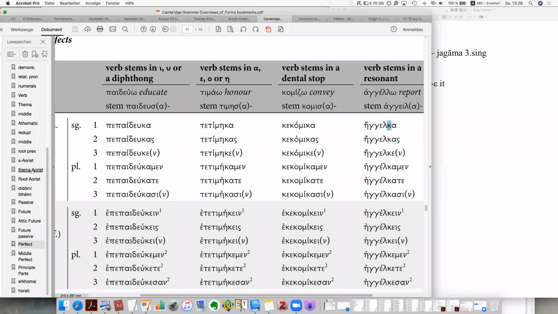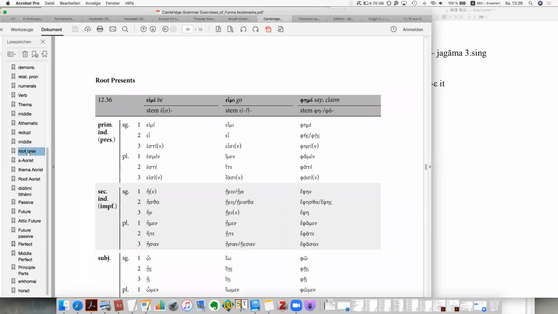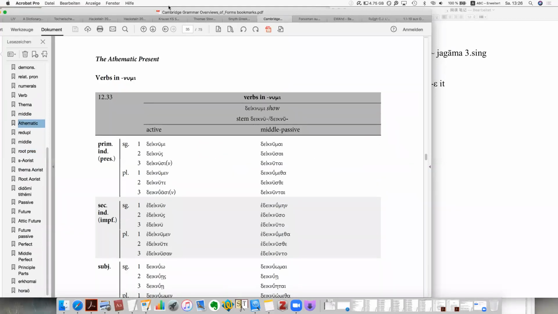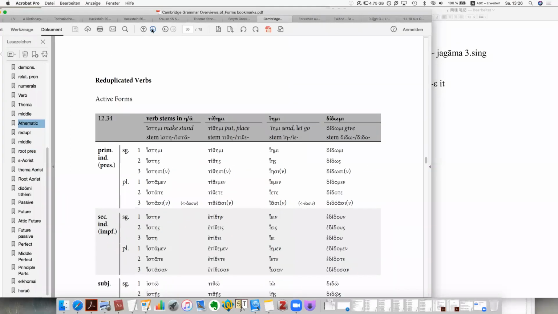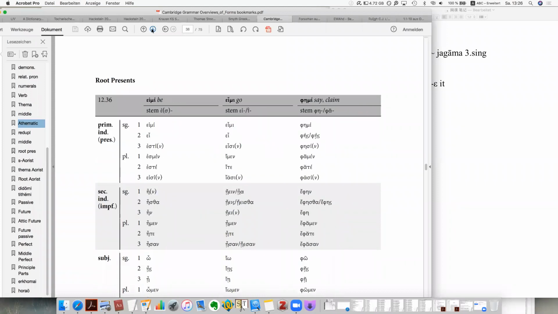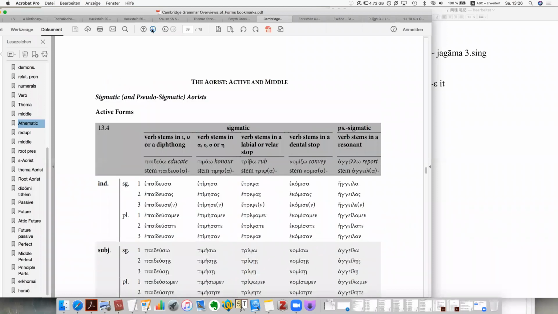Wait a minute. I'm actually not sure which part. Wait a minute, I will find it for you. So this is the part for the aorist.